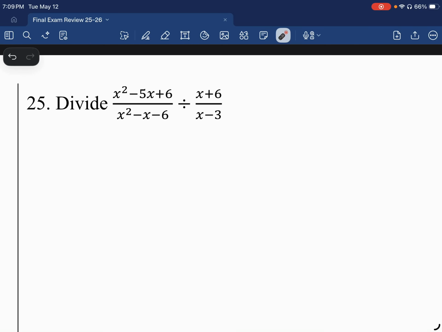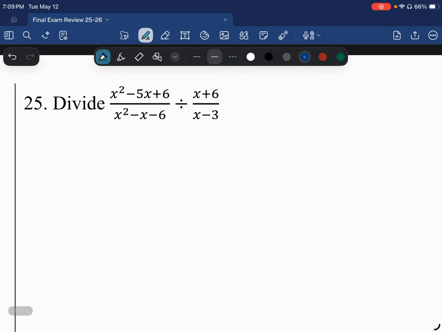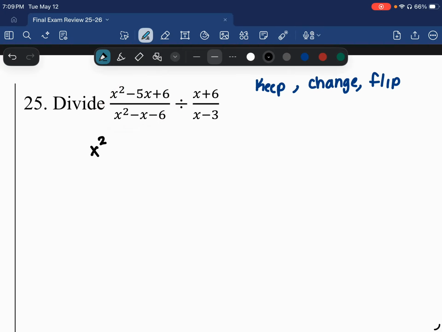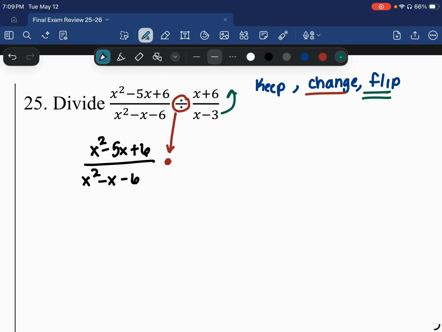Next, we are dividing fractions. So dividing is just another step to multiplication. So in order to divide fractions, we do a trick called keep, change, flip. Essentially, you're multiplying by the reciprocal of the second fraction. So we want to keep the first fraction exactly the same. So we're going to do x squared minus 5x plus 6 over x squared minus x minus 6. We're going to change that division to a multiplication sign, and then we're going to flip the second fraction. X minus 3 is now in the numerator, and x plus 6 is now in the denominator.